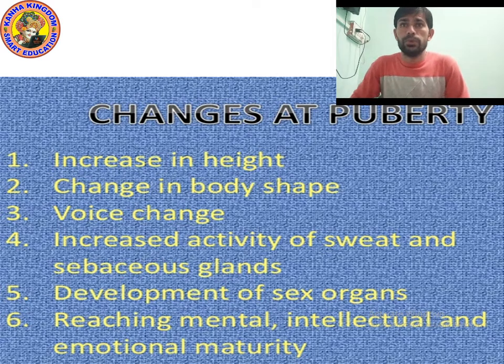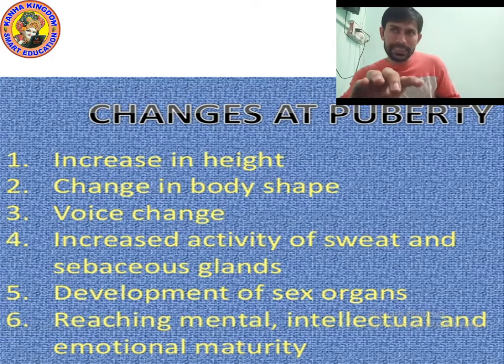Changes at puberty. What kind of changes occur during puberty? Puberty is the age when the male and female reproductive organs start functioning. As you can see on the screen, I have shown the changes list. I have shown a total of 6 changes.